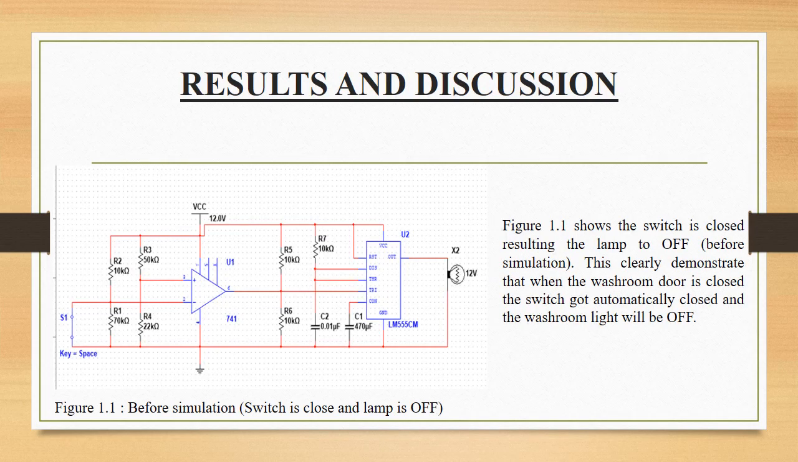Here are the results that we have gotten. Figure 1.1 shows the entire completed circuit before simulation, where the switch is closed and the lamp is off. This clearly demonstrates that when the washroom door is closed, the switch is automatically closed and the washroom light will be off.